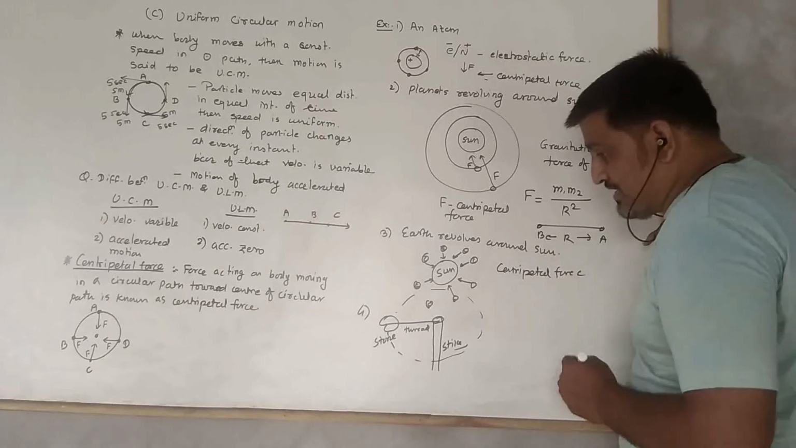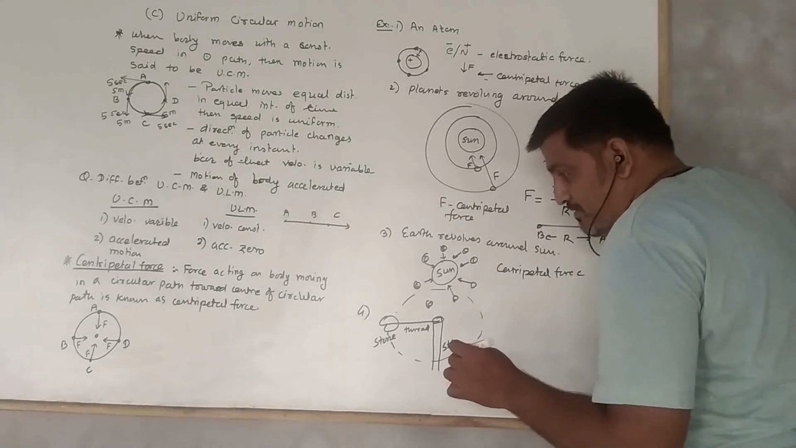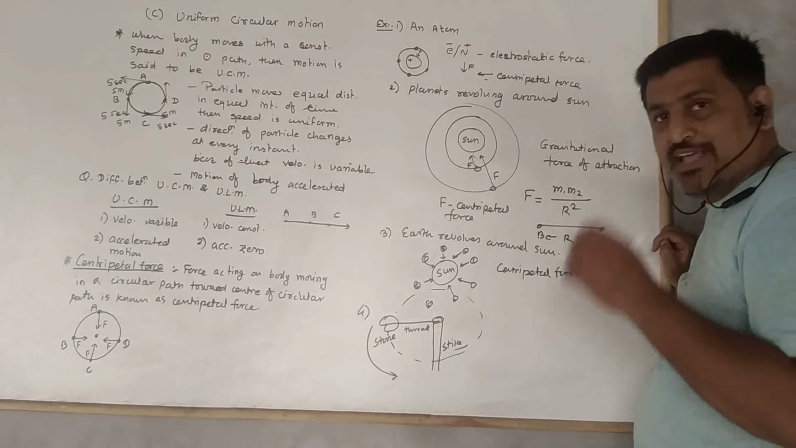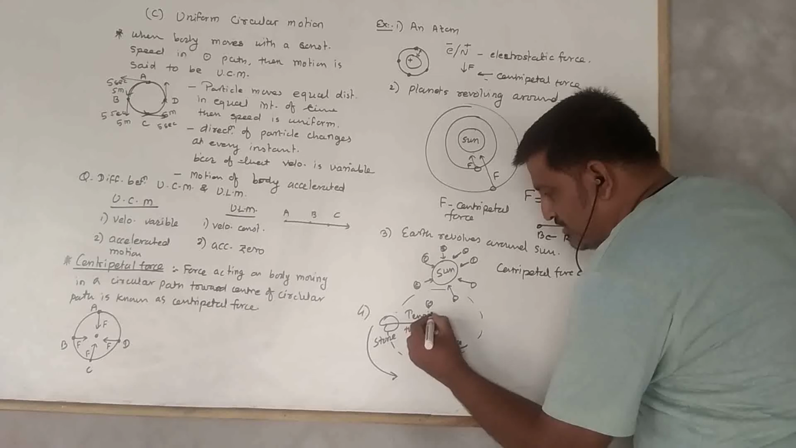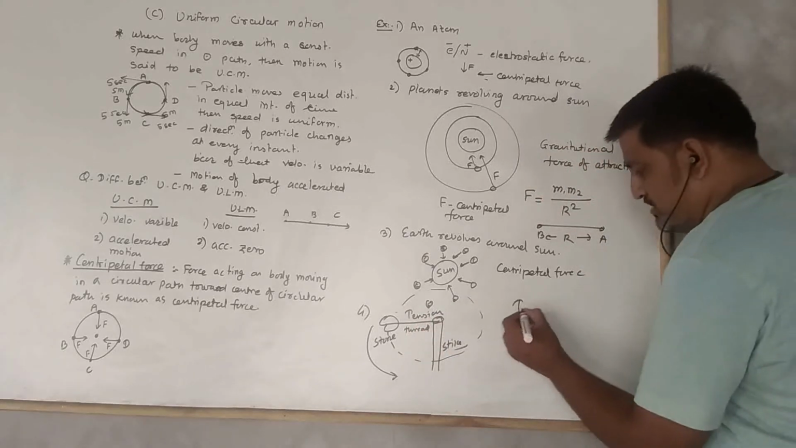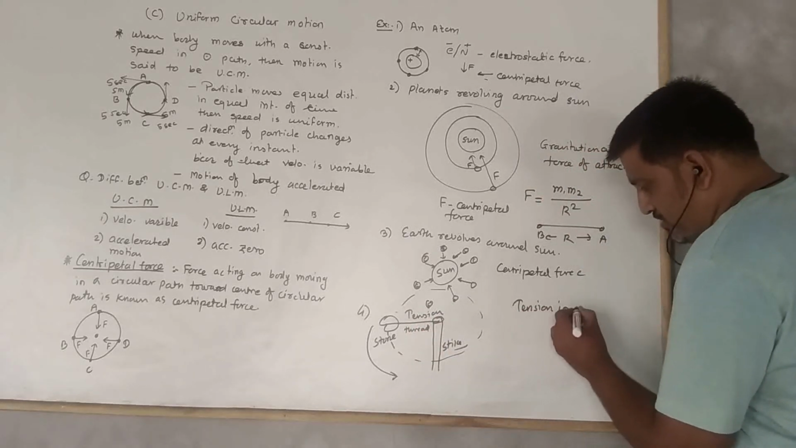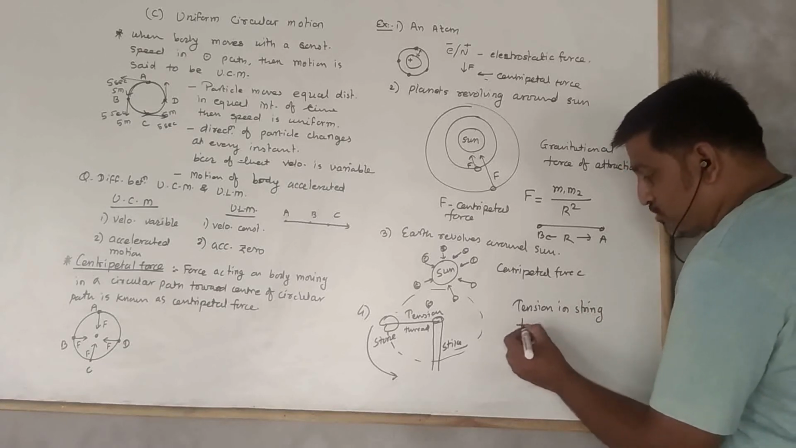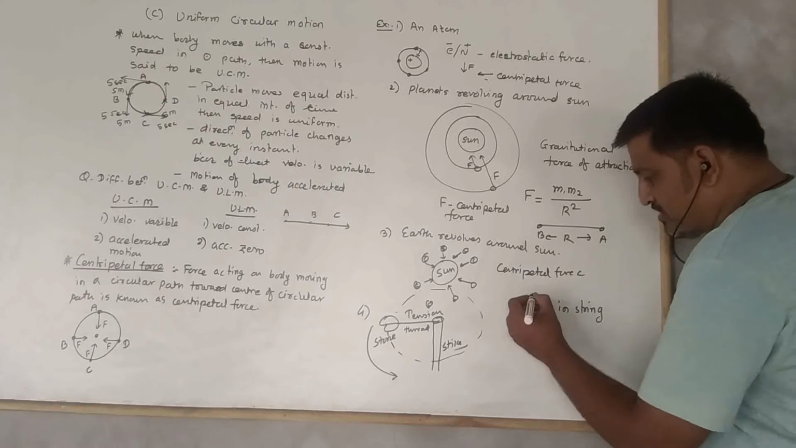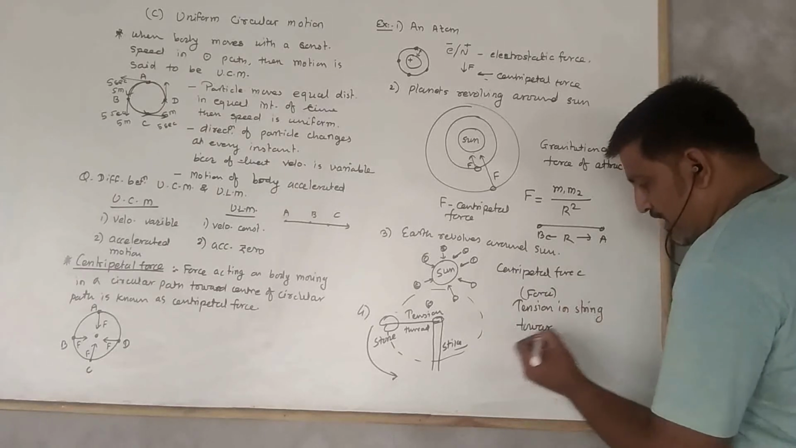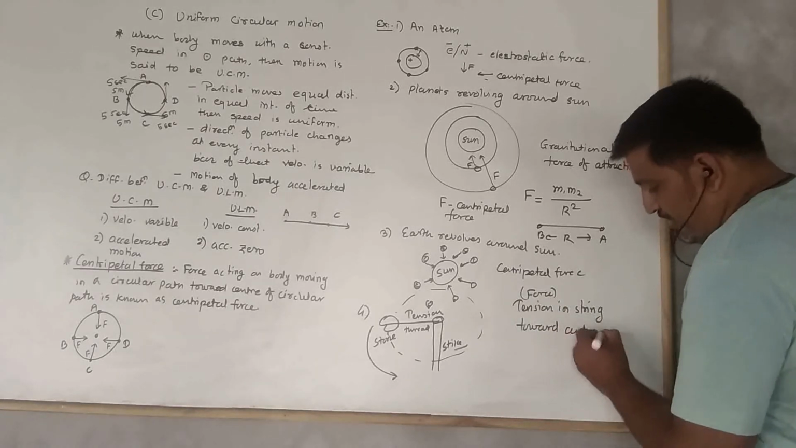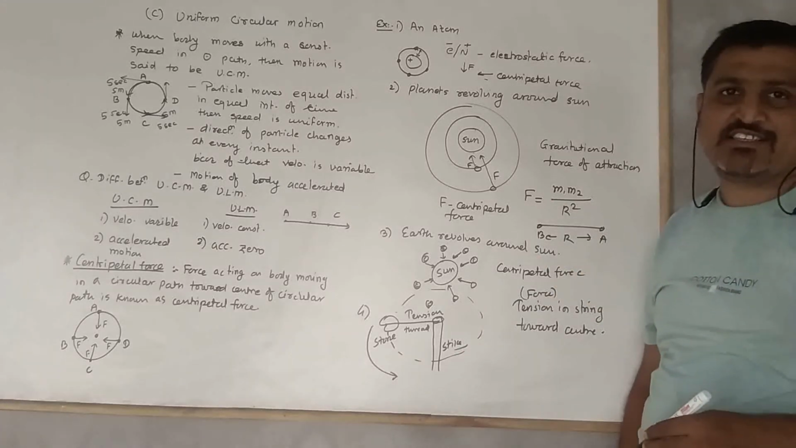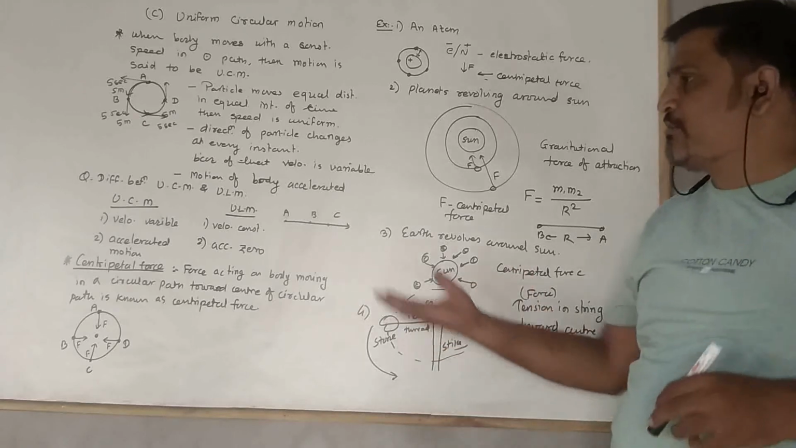Now, what is there which keeps this stone in motion? That is nothing but the tension in the string. This is important: tension in the string. And this tension in the string is towards the center. That tension is nothing but a force only, okay? And it is toward the center. So again we find a centripetal force in this case. These are all the examples related to the centripetal force.